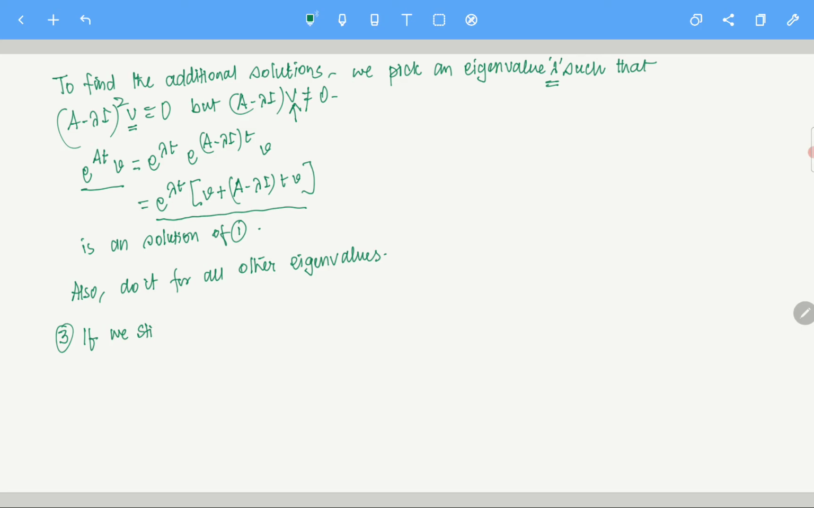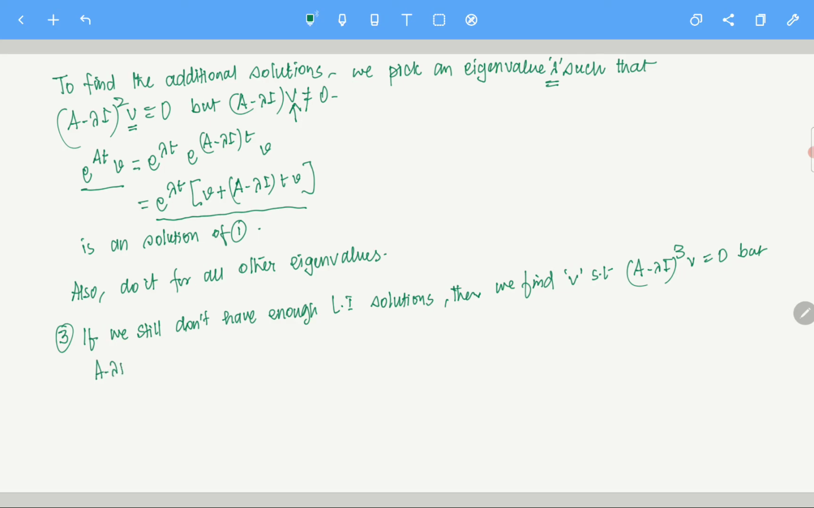if we still don't have enough linearly independent solutions, then we find v such that (A minus lambda I) cubed v is 0, but (A minus lambda I) to the i times v is non-zero for i equals 1 and 2. Clear? So basically what I am trying to do now is this.